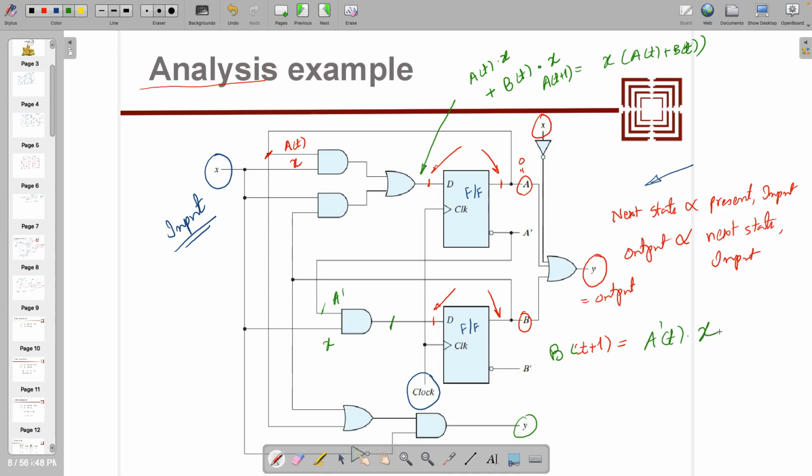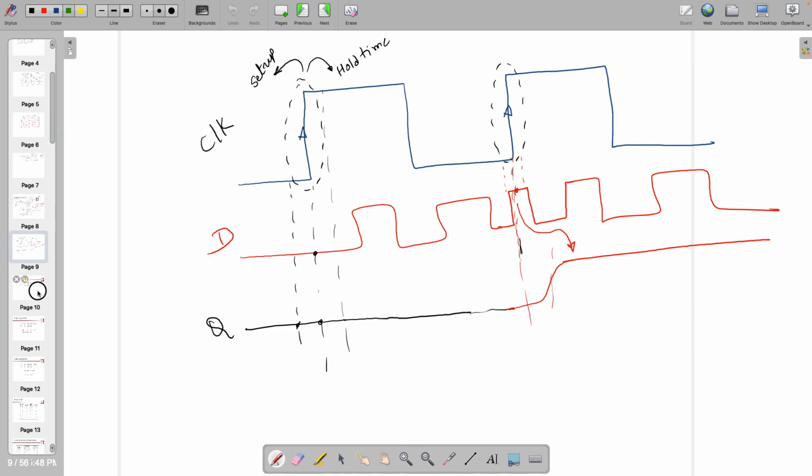Right? So same way we can write down y. So these are the combinational logic. I'm not going into solving that. Let's look at the direct answer.